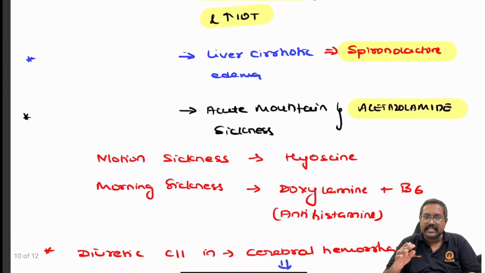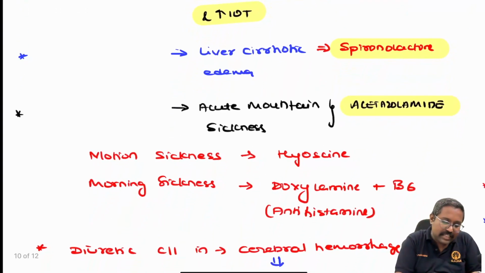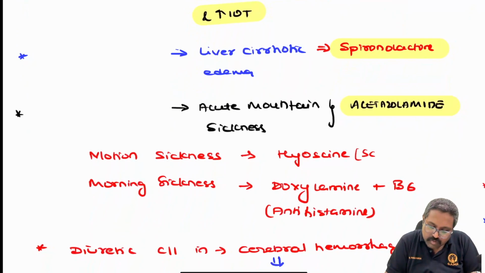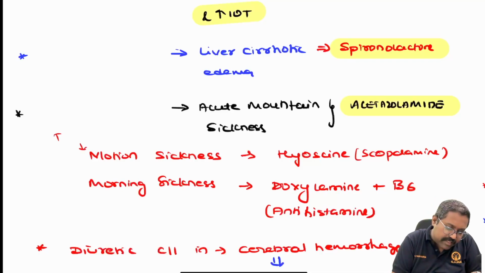For motion sickness, use hyoscine. Hyoscine is also called scopolamine. Usually, what you are going to use here are transdermal patches, which you apply behind the pinna, that is on the mastoid process.